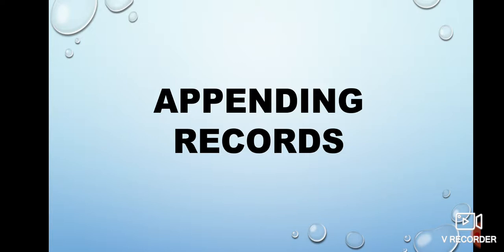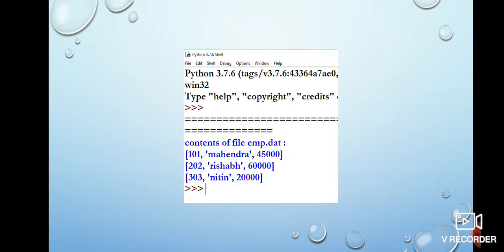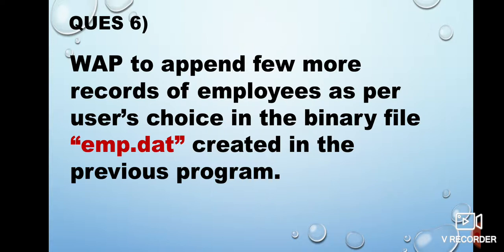So here we will be considering that we already have a file made, and I want to add a few more records in that file and read the contents of this file later on. So consider that this file which we created in the previous video is there with the name emp.dat, and these are the 3 records which are written on it. Already this file is existing and now I am going to perform a question over it, that is to append a few more records of employees as per user's choice in the binary file emp.dat created in the previous program.